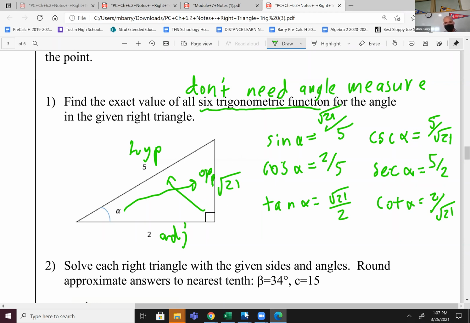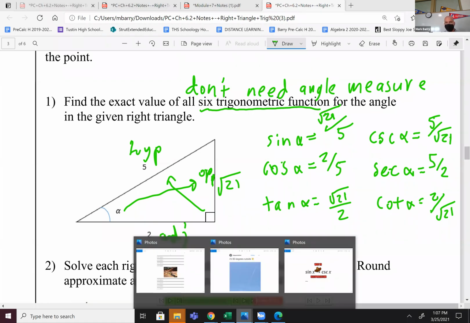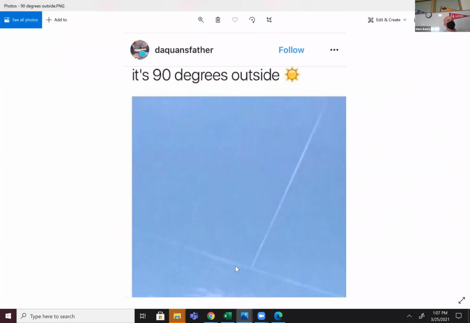Let's wrap up with some memes here. So what do we got here? Here's a good one. So you could say it's 90 degrees outside. If you see a cloud like that, it would be 90 degrees outside, okay? Or you could say it's pi over 2 radians outside. That wouldn't be funny though, because this is funny because 90 degrees can also refer to temperature. So it's a double entendre. See, that's funny, that's comedy.